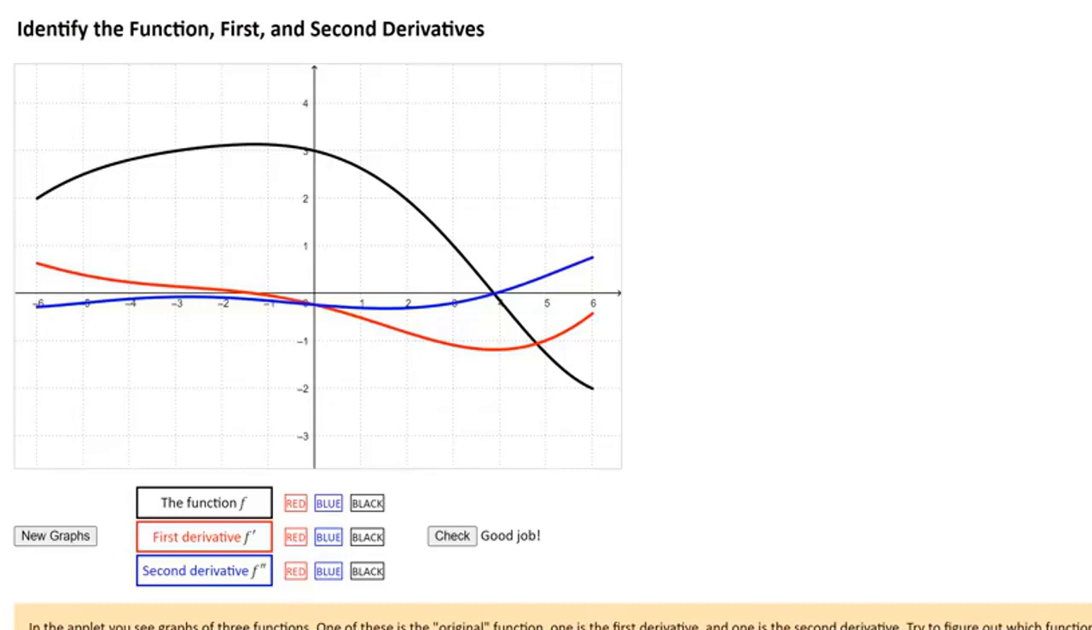So I found this website that I thought might help me to teach you guys how to find, given a graph, how to determine what is the function, the first derivative and the second derivative. So I have this one up. I already did it. I just want to explain how it's done, and then I'll just keep getting more for a few times, and hopefully that'll be enough so that you understand.